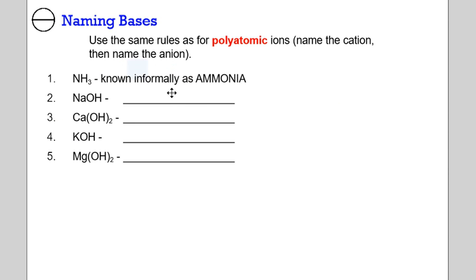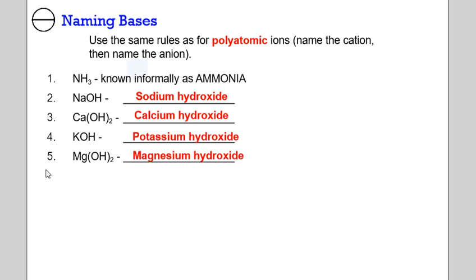The nomenclature for bases is the same as it is for any ionic compound except for ammonia, which you need to know, but most of you know it by now. We use the rules we would use for anything with polyatomic ions. We name the cation, we name the anion. This is a typical ionic naming: sodium hydroxide, calcium hydroxide, potassium hydroxide, magnesium hydroxide. Nothing really difficult to see here.